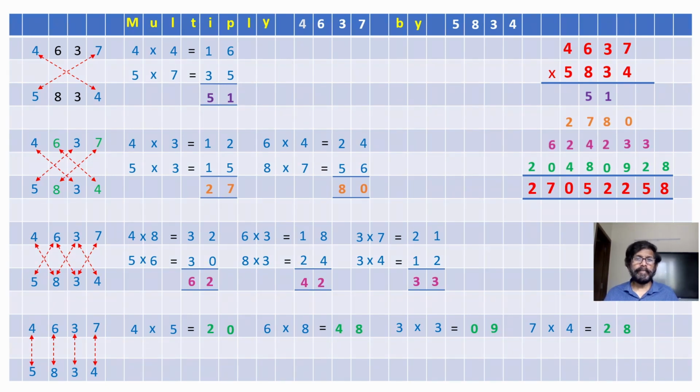I hope you enjoyed this video. I'm sure you can make use of this. Here you must note that the working looks extensive, but all this is done in your head. You are only going to write the numbers the way it's presented in the right hand corner and add.